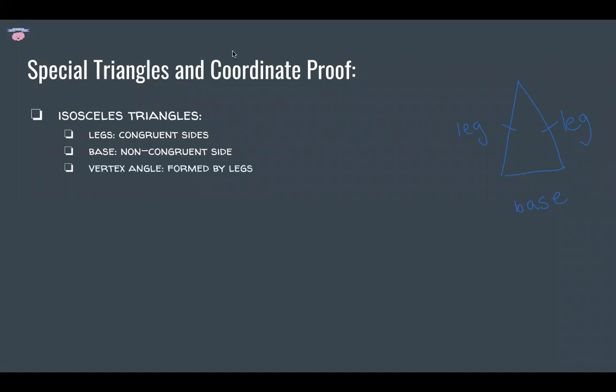The vertex angle is formed by the legs. So this is the vertex. And the base angle is formed by the base and one of the legs. So this is a base angle. Actually, let me add this here to show that it's an angle. And this is a base angle.